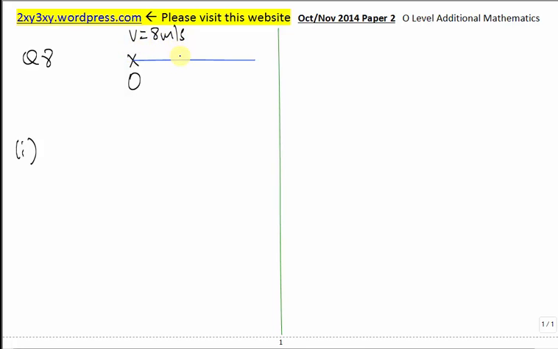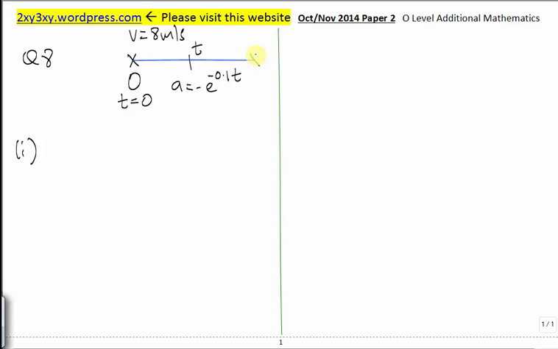The acceleration of the particle t seconds after passing through O, that is to say at the point O, t will be equal to 0. So t seconds after passing through O, the acceleration is given by minus e to the power of minus 0.1t. The next information we are given is that the particle comes to rest at the point P.